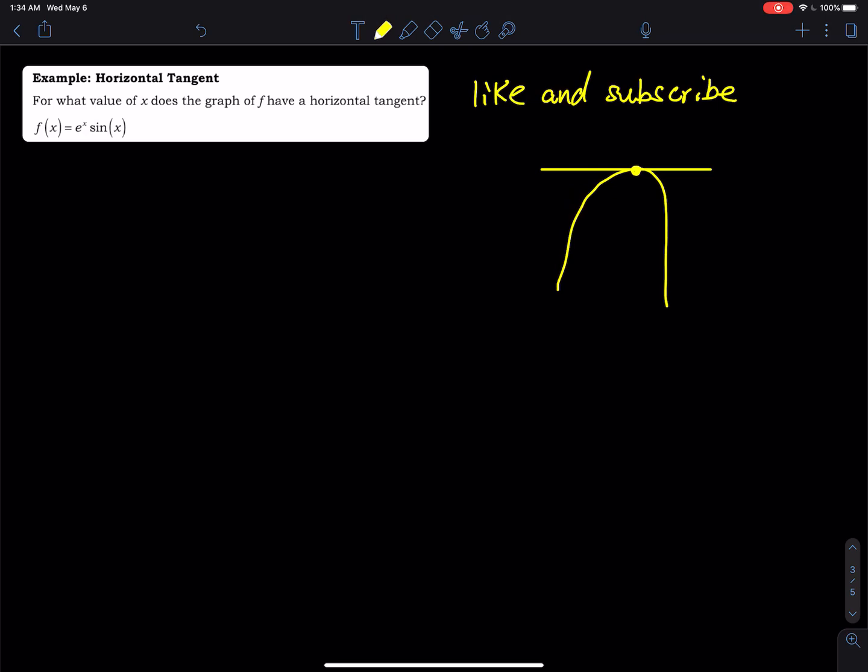Alright, so we have this function f of x equals e to the x sine of x. I am looking for at what point the function has a horizontal tangent. Every time you hear the word tangent, the first thing you have to do is find the derivative, so f prime of x. Since this is the product of e to the x and sine, we have to use the product rule. The product rule is f g prime plus g f prime.